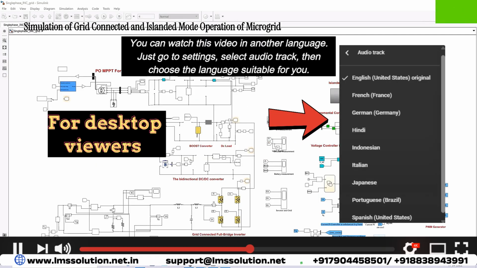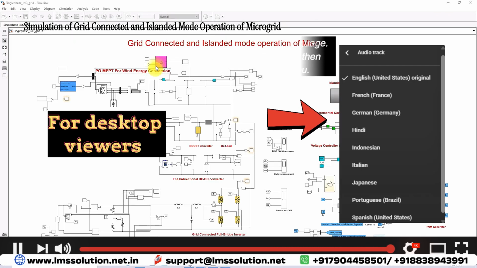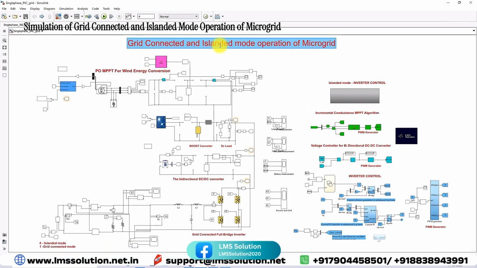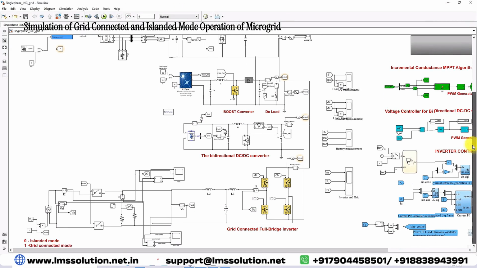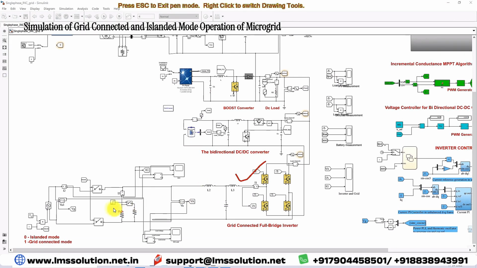This is the Simulink model we developed for testing of microgrid in grid connected mode and island mode operation. The microgrid consists of wind energy systems, then PV power generation and battery storage, and also inverter and then AC load as well as DC load. And finally this system is going to be connected via grid system.